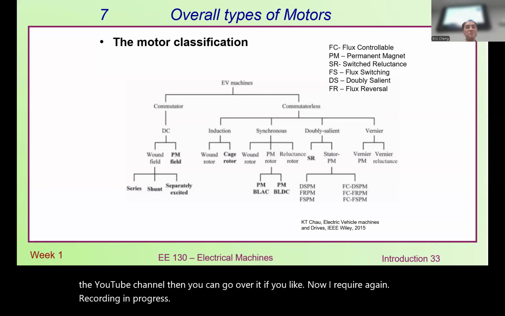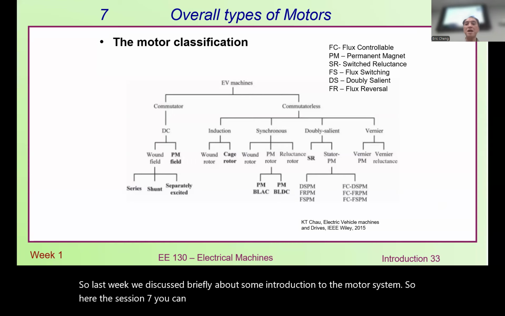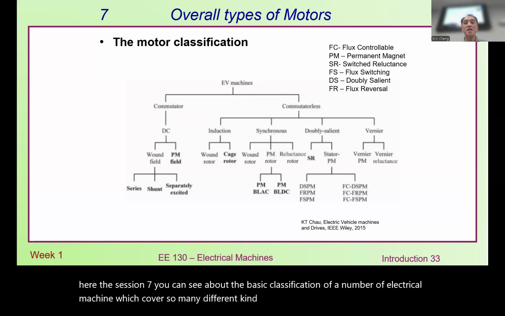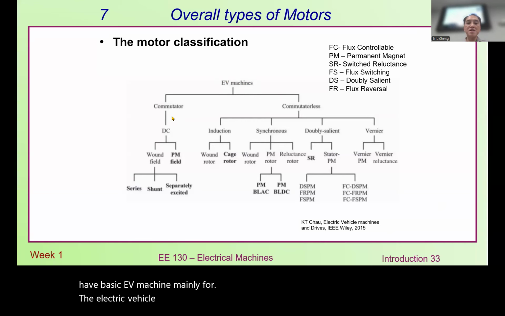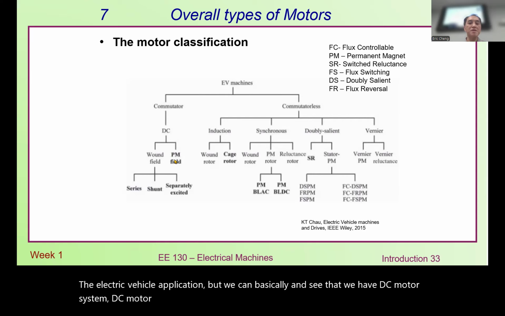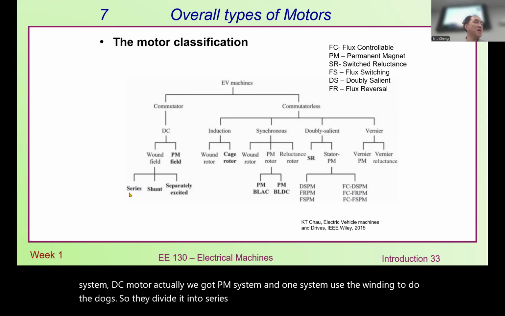So last week we discussed briefly some introduction to the motor system. Here, in section 7, you can see the basic classification of a number of electrical machines, which cover so many different kinds of domains. You can see here the basic EV machine, mainly for electric vehicle application, and we have the DC motor system. DC motors include PM systems and systems using windings for the loops, divided into series connection and shunt connection.